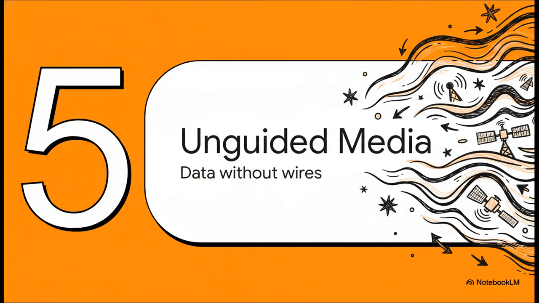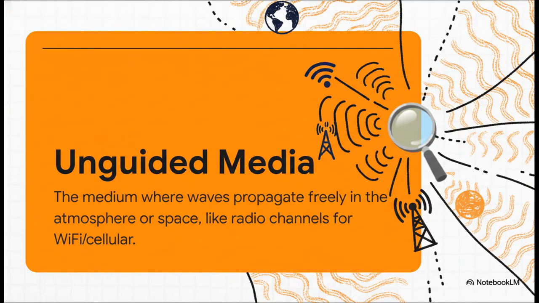Of course, not all connections are nice and tidy inside a wire. So for our last section, let's talk about what happens when our data literally takes flight through what we call unguided media. With unguided media, the signals aren't contained in a cable at all. They just propagate freely through the air or even through space. This is the world of wireless, right? Wi-Fi, your cell phone's 5G connection. It's all data being carried over radio channels.